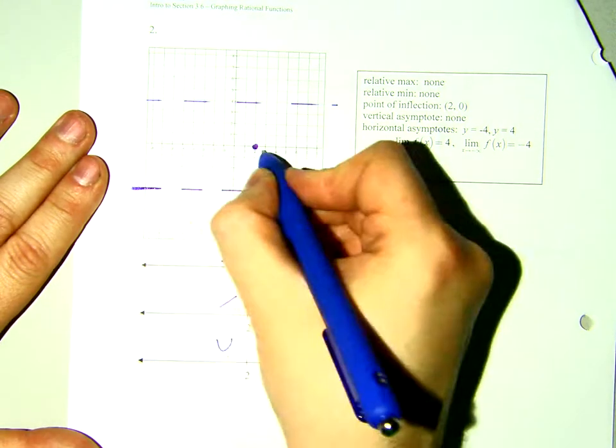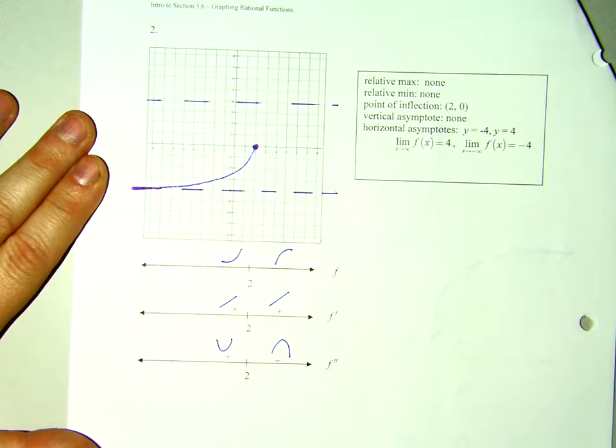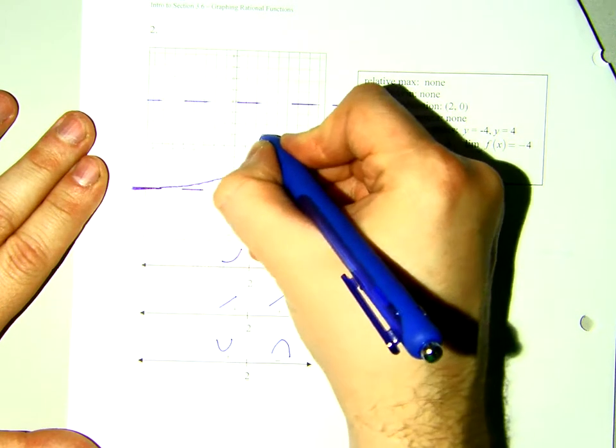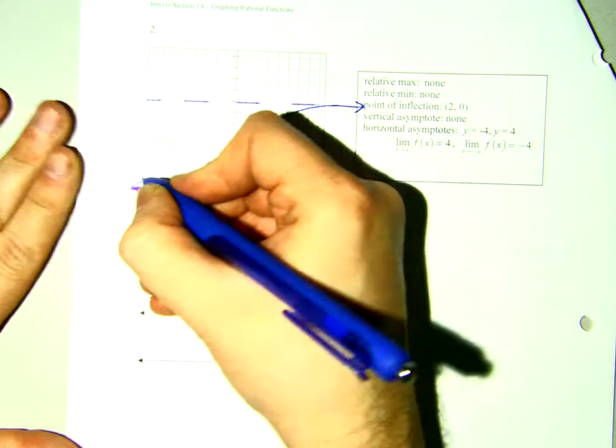I need to be concave up increasing until I get to the point. Then I need to be concave down increasing. And then again, there's another horizontal asymptote, so I'm just going to kind of level out like that.